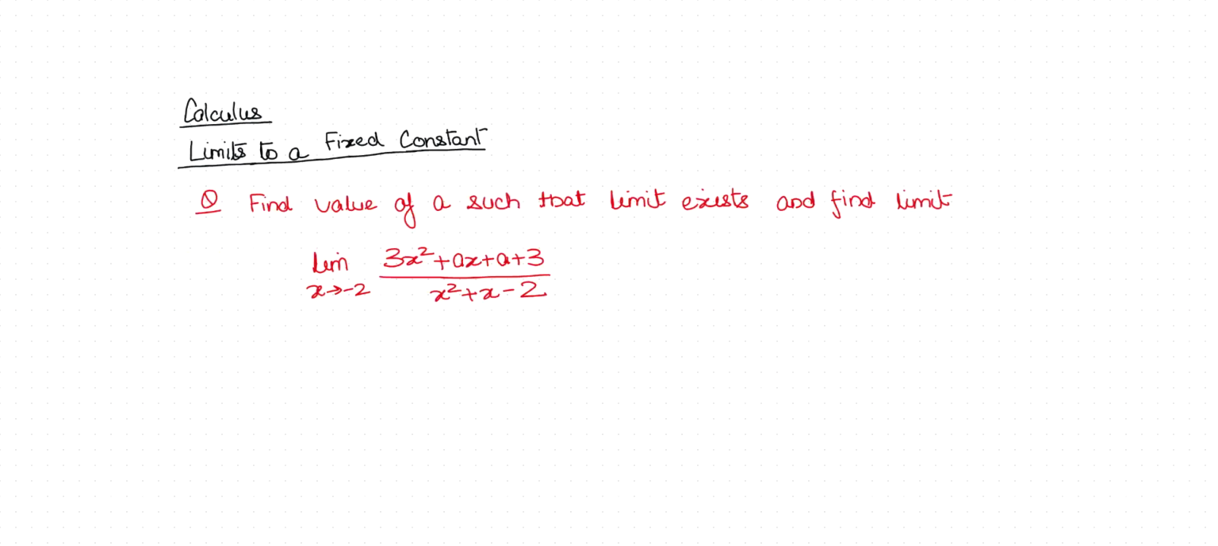Hello. So we are doing calculus, limits, and limits to a fixed constant. This is the question given here, and we have to find the value of a such that the limit exists, and then we have to find the limit. So let's first see, the denominator is x square plus x minus 2.